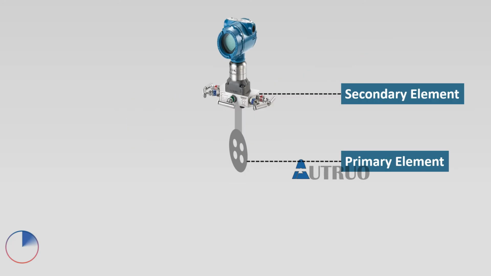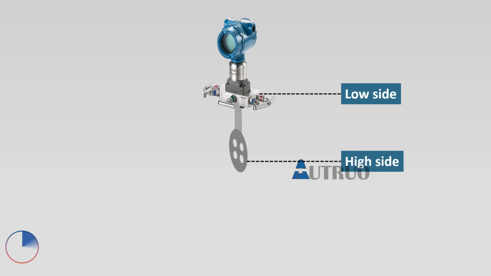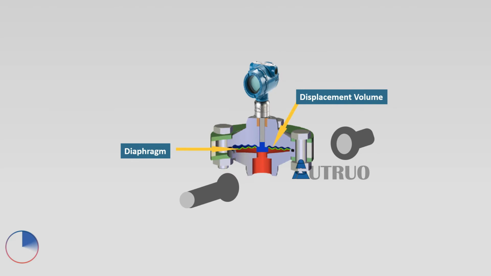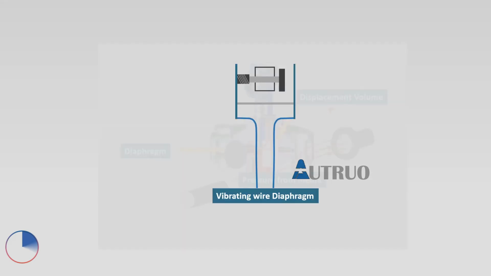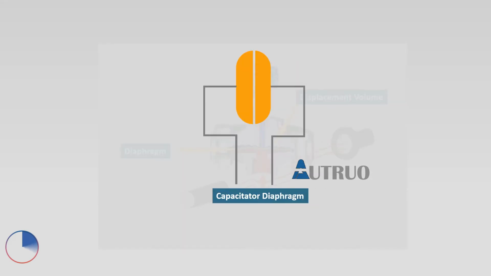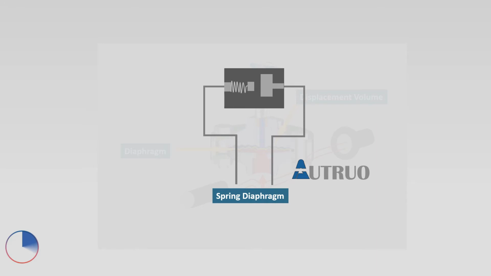One thing worth noting is, the primary element's selection depends on the process conditions. The secondary element usually measures the difference in pressure produced by the primary elements. By configuration, the primary elements are usually called the high side, while the secondary elements are called the low side. The elements in the DP transmitter have a sealing diaphragm. The diaphragm is used to convert pressure into electrical signals. The diaphragm uses vibrating wires, capacitance, and strain gauge to produce the electric signals.